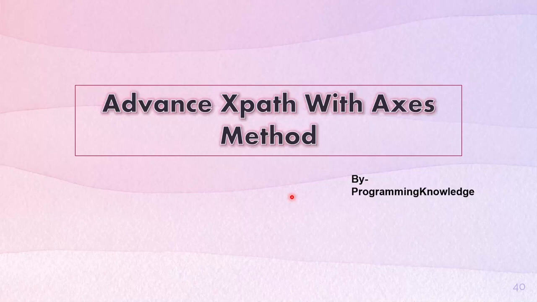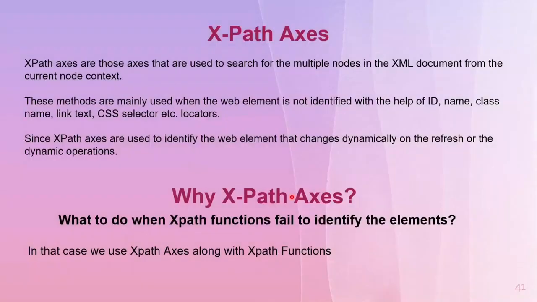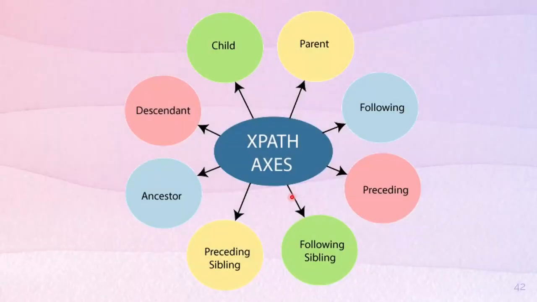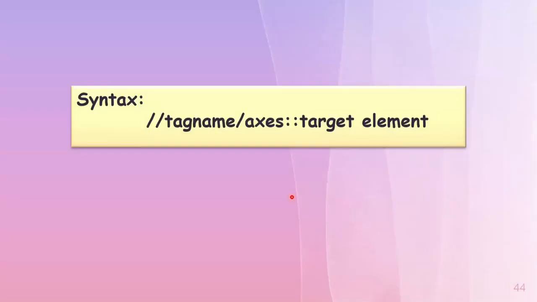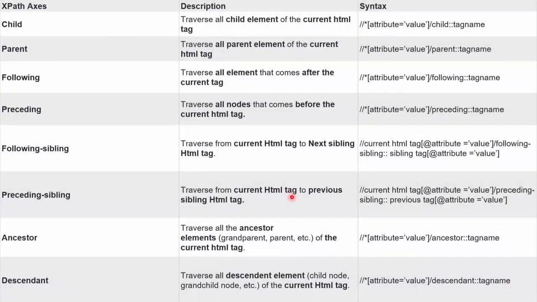So in this tutorial we will learn about the advanced Xpath with their axes method, in which we will cover what is the Xpath Axes and why do we use this Xpath Axes. Also we will understand the different types of Xpath Axes and their relationship with their nodes. This is the most important thing that we need to understand. Next we are going to understand their syntax, their descriptions, and also we will implement it practically.